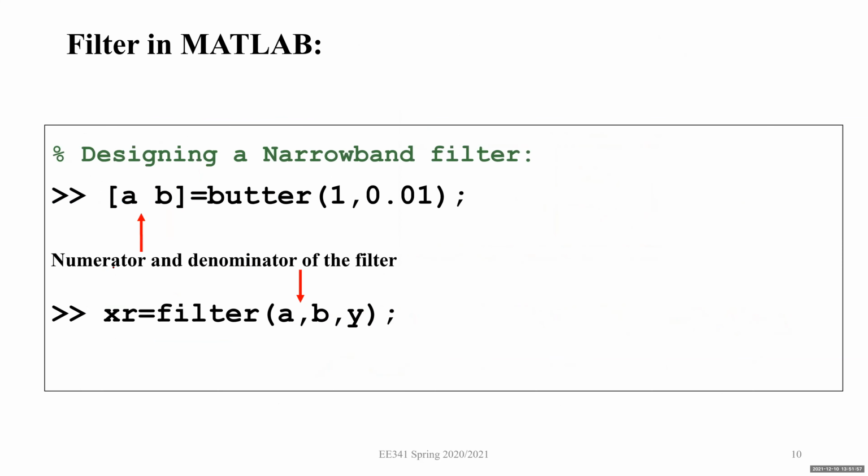Okay, so the filter which I will design for this lab is a Butterworth filter. This is the order of the filter, and this is the cutoff frequency f_c. And then I will pass my signal. This a and b are the numerator and denominator coefficients of the filter, which are here. And then this y is my signal. Okay.